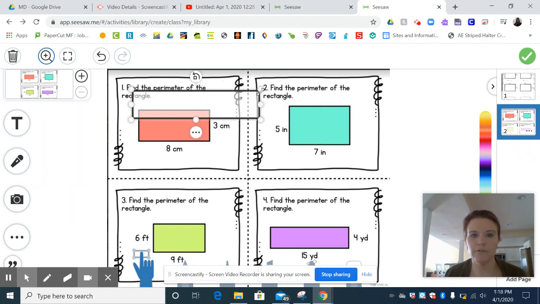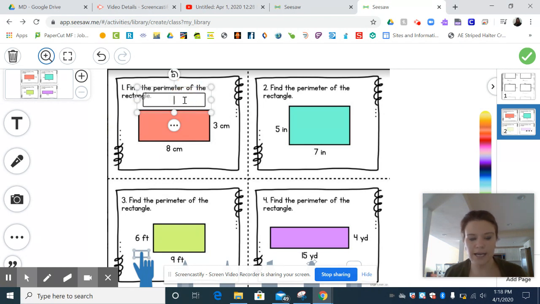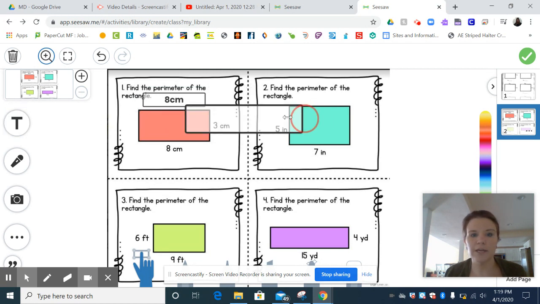I'm going to drag over here and try to make it the right size. You don't have to get too fancy, but if I know the bottom is 8 centimeters, I also know the top is 8 centimeters. Okay. If I know that the right-hand side of the rectangle is 3 centimeters, then I also know that the left-hand side of the rectangle is 3 centimeters, so I'm going to make a box for that as well.